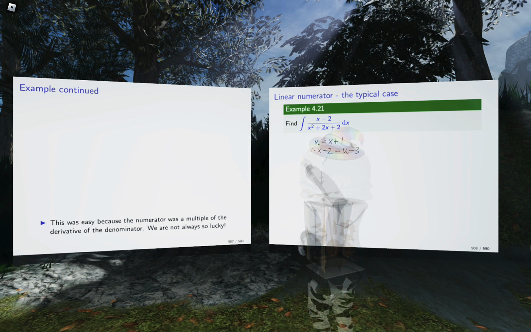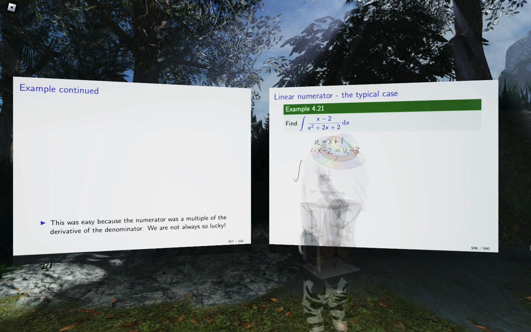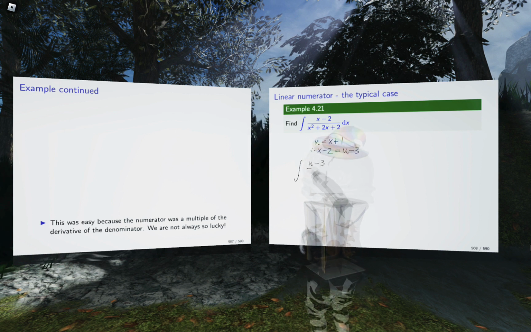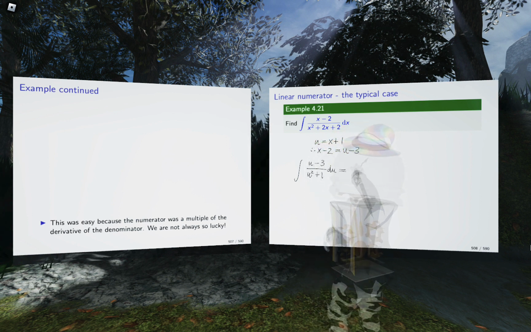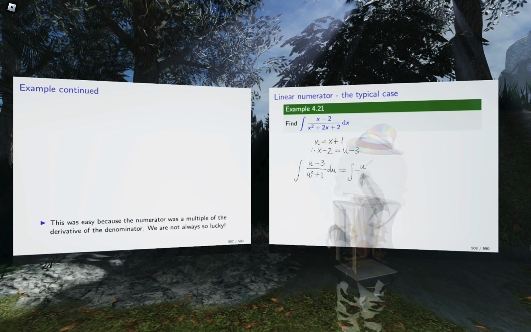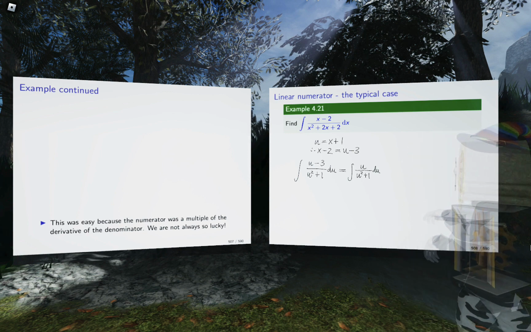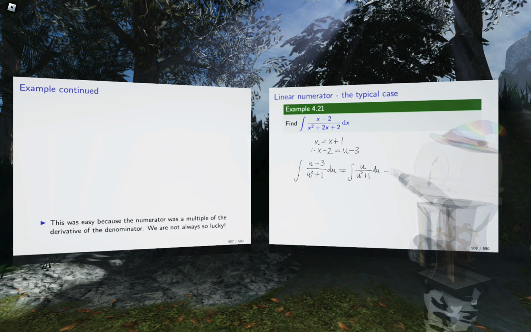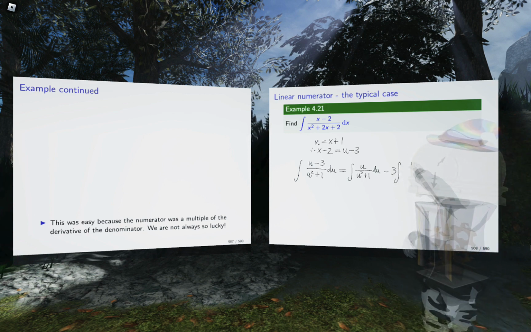So the integral is the integral of x minus 2, which is u minus 3, divided by u squared plus 1 du. So we get the integral we just did. Again, I'm skipping the initial steps, right? Because we've already done that. Minus 3 times the other integral we did.